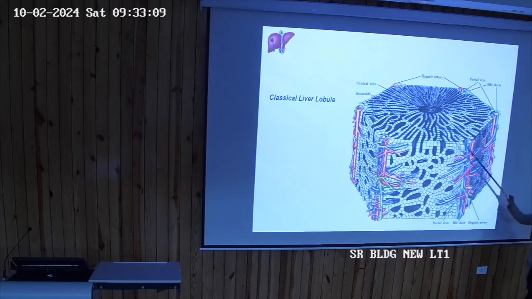So this kind of arrangement of hepatocytes around the central vein, having 6 corners, having 6 portal triads and sinusoids in between, which are lined by discontinuous fenestrated endothelium, is the classical hepatic lobule. Basically blood is drained into the sinusoids and then passed into the central vein, and the important nutrients are absorbed and percolate into the hepatocytes through the sinusoids.